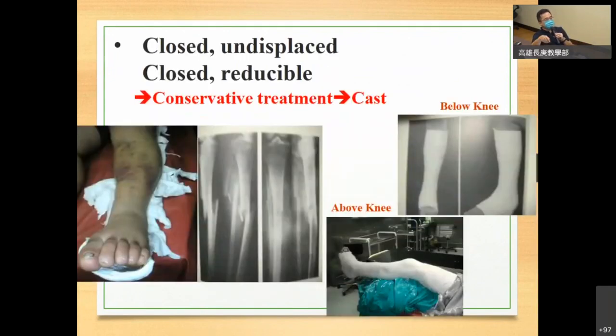Okay, so for a patient with a closed, undisplaced fracture, or a closed and reducible fracture, maybe we can use a conservative treatment like a cast. Okay, like this one. This is a cast above the knee.